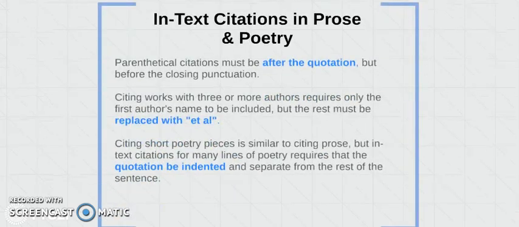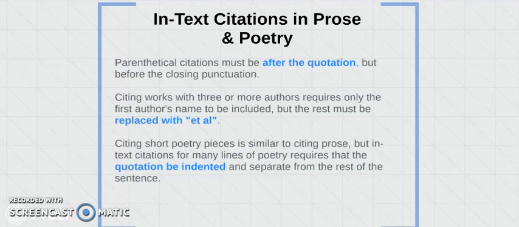To recap, let's go over some of the most important things to remember. Parenthetical citations must always be after the quotation, and they can't have any punctuation aside from commas in them. They should be before the closing punctuation. Quotations usually don't end with any punctuation, unless there's a question mark or an exclamation point.